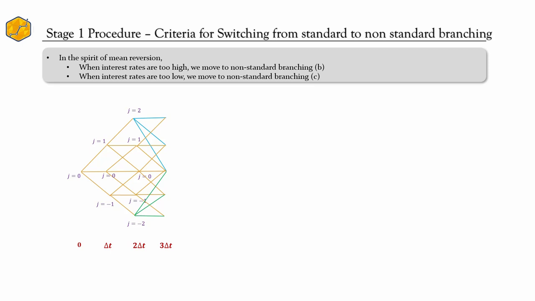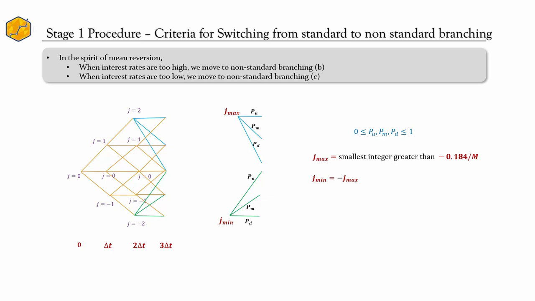Okay. But how to find the level of rates at which this non-standard branching would kick in? How to find those values? So Hull and White give the values of J max and J min, for which we would switch from standard branching to non-standard branching. And these values are obtained by setting the probability formulas that we derived in the previous slide. So all the probability formulas must lie between 0 and 1. Okay, probabilities cannot be negative or greater than 1.